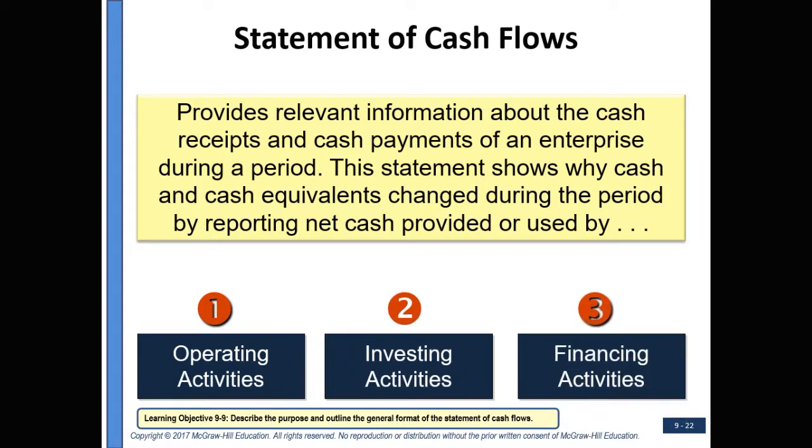Last but not least, we're going to talk about the cash flow statement. Your cash flow statement provides all the information about the cash receipts and the cash payments of an organization. This statement shows why your cash and cash equivalents changed during the period by reporting net cash that was provided or used by either your operating activities, your investing activities, or your financing activities. You should remember that that goes all the way back to the beginning of class where we talked about how different activities are deemed by an organization.